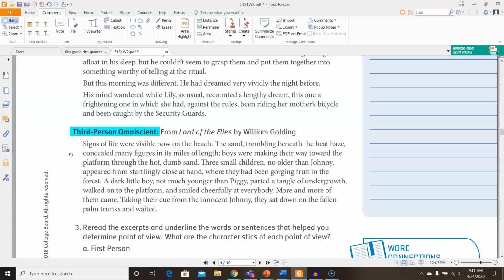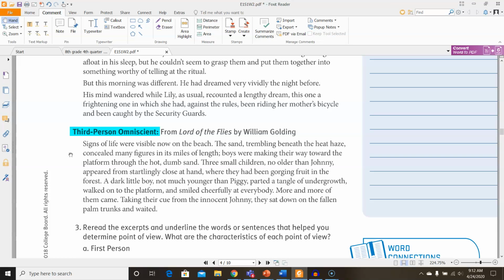Signs of life were visible now on the beach. The sand, trembling beneath the heat haze, concealed many figures in its miles of length. Boys were making their way toward the platform through the hot, dumb sand. Three small children, no older than Johnny, appeared from startlingly close at hand, where they had been gorging fruit in the forest. A dark little boy, not much younger than Piggy, parted a tangle of undergrowth, walked onto the platform, and smiled cheerfully at everybody. More and more of them came. Taking their cue from the innocent Johnny, they sat down on the fallen palm trunks and waited.